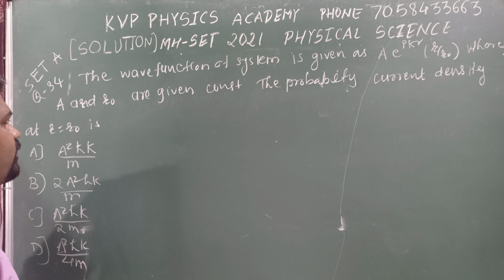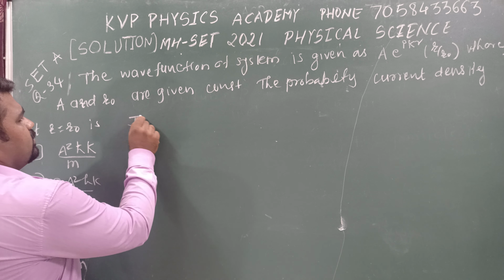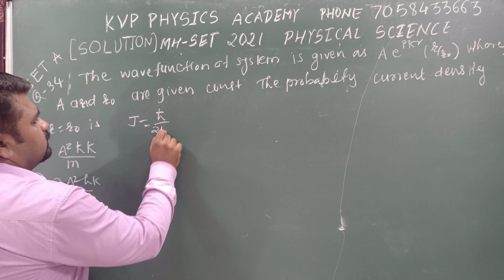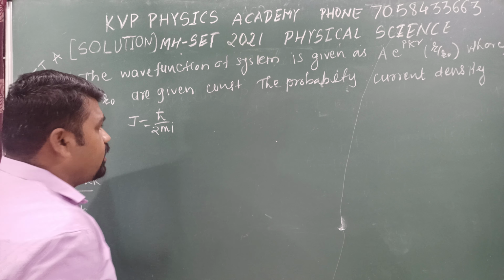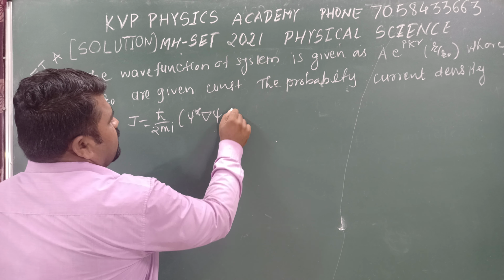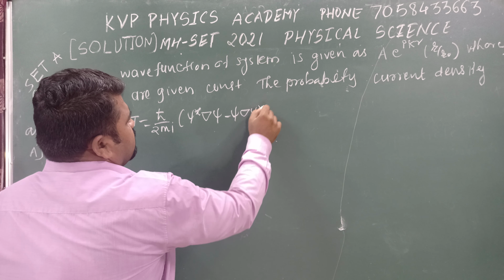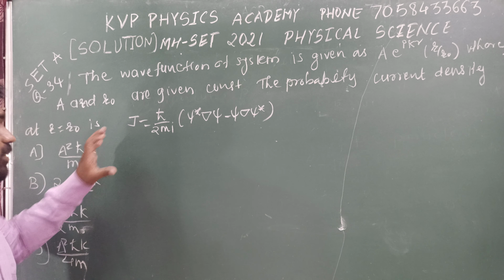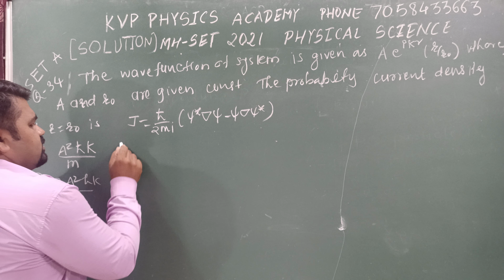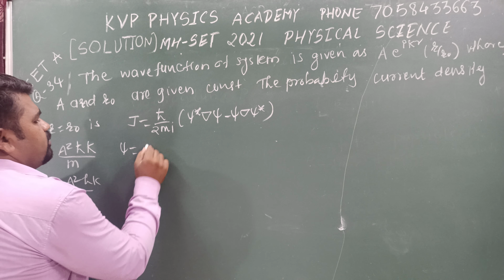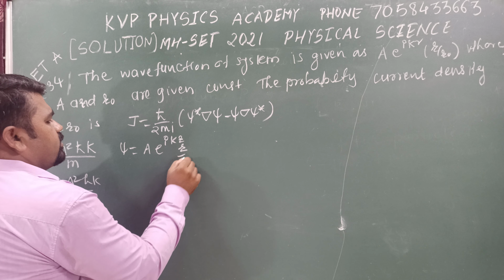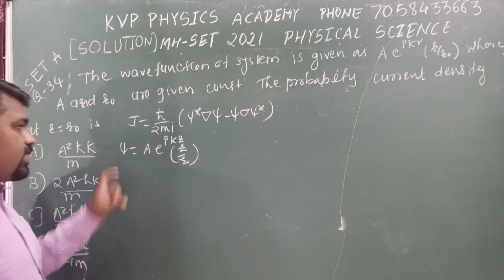We know how to find the current density. J is equal to ħ/2mi times (ψ* ∇ψ − ψ ∇ψ*). This is the formula for finding the current density. Now our given wave function ψ is equal to A e^(ikr) · r/r₀. They are given this wave function.